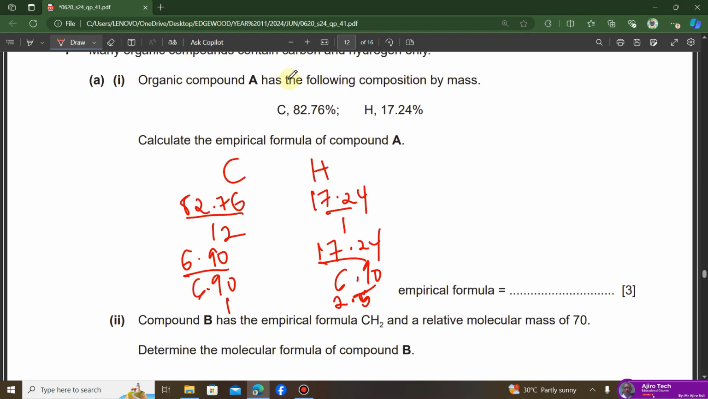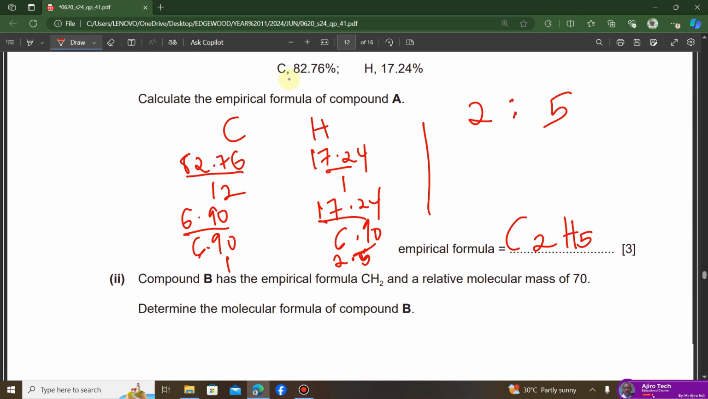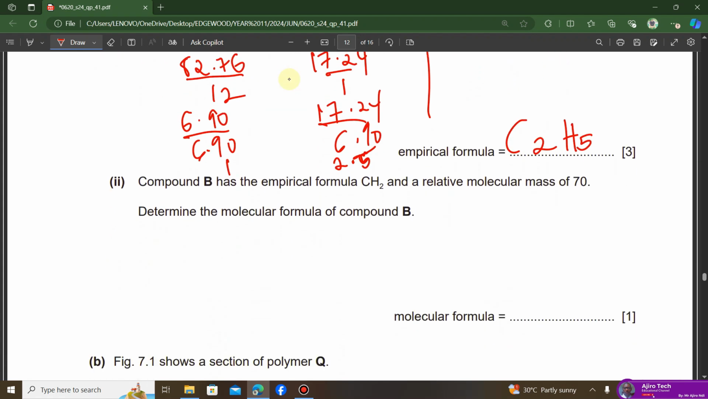All right, so since we have a 0.5, whenever you have a 0.5, all you need to do is to multiply by 2. So if we multiply that by 2, we are going to have 2 ratio. If we multiply this by 2, you're going to have 5. So the final empirical formula is C2H5. So the rule is whenever you have a 0.5, just multiply by 2 to make both atoms whole numbers, and that's that.